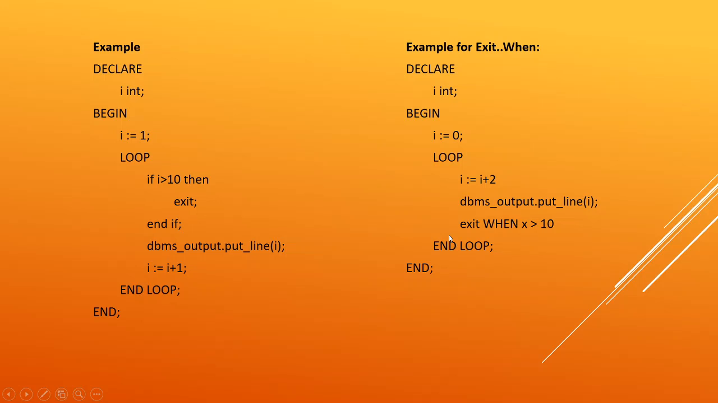Exit when is used here, like that of your do while. Even in your do while, you remember, the while condition we give at the end. Similarly, exit when x is greater than 10. So we are checking the condition towards the end. So that means this loop gets executed at least once, even if this condition is not true.